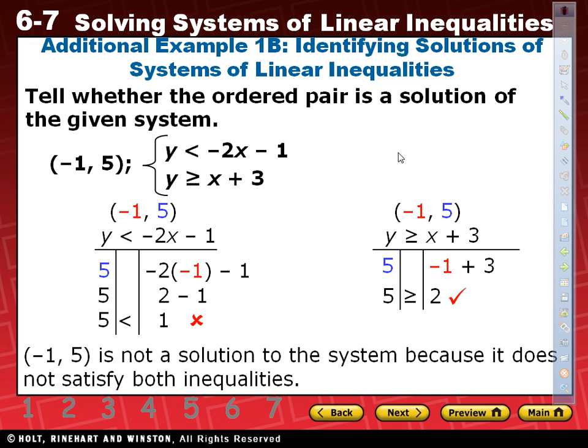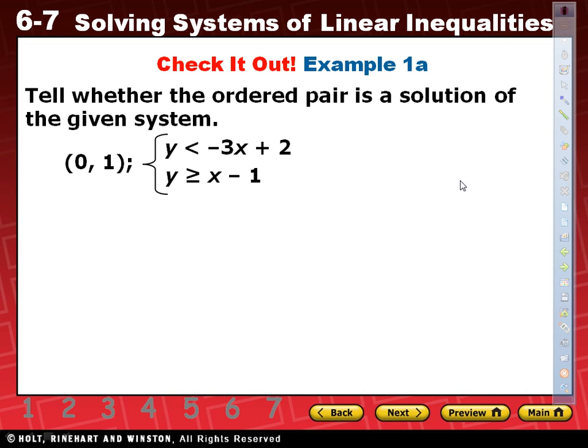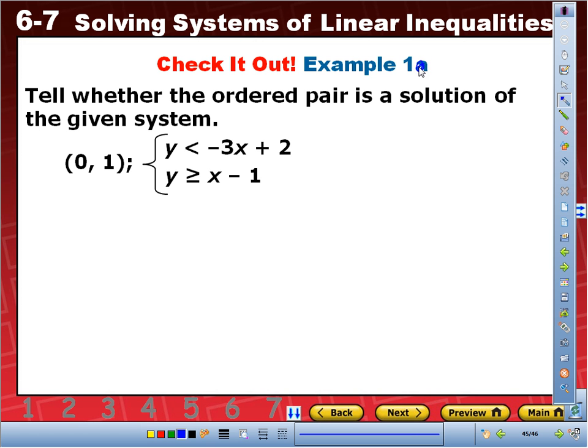Example 1C, last one of these. Copy this one. Example 1C. Same instructions, and the ordered pair is 0, 1. The system is y less than negative 3x plus 2, y greater than or equal to x minus 1. And I want to see if you actually see what I see.